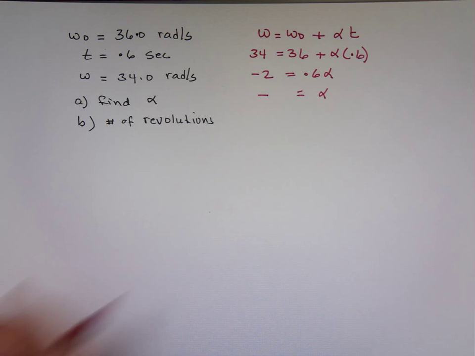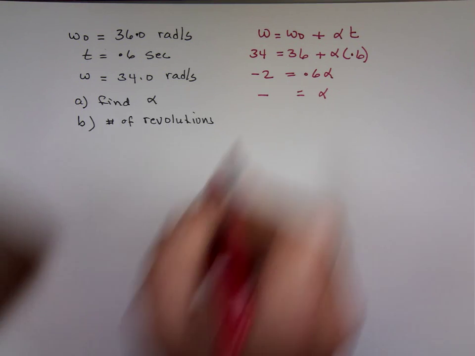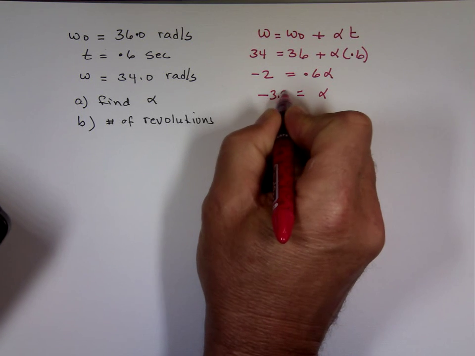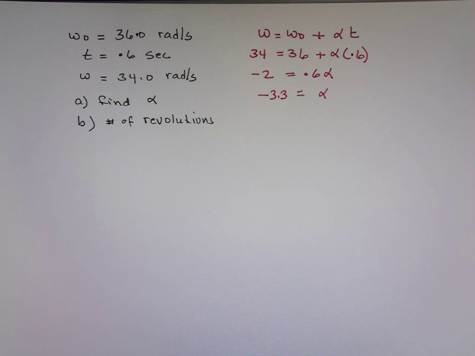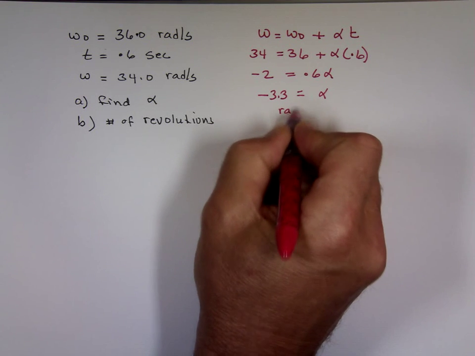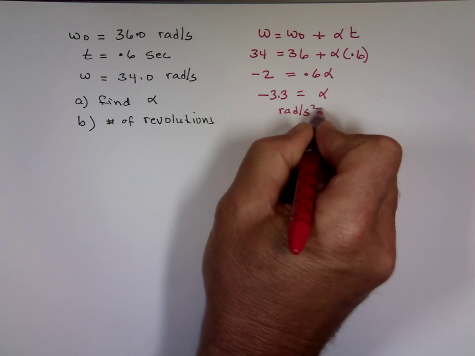Two divided by 0.6, 1 point something. Oh, 0.3, right? 3.3. So the acceleration is 3.3 rad per second squared. That's part A.